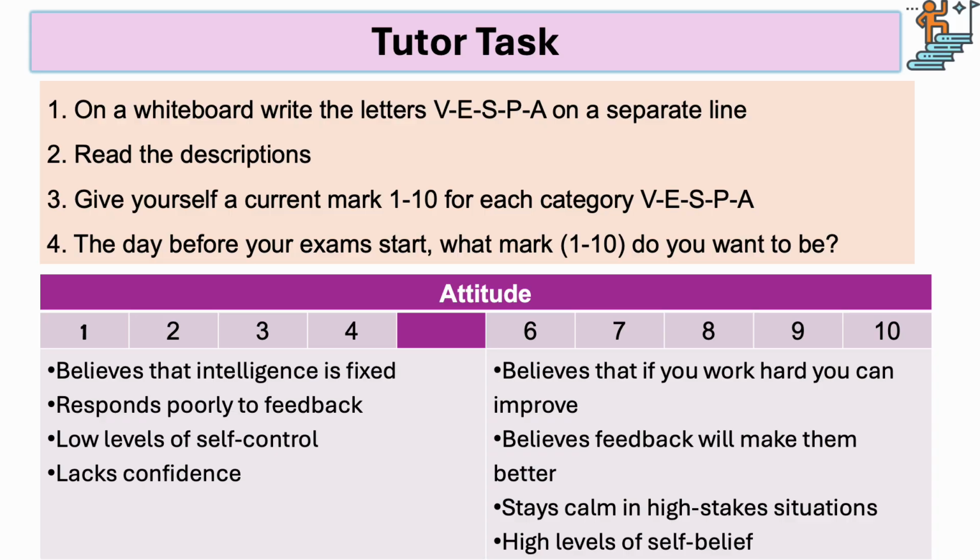Or, to get into the 6 to 10s, you need to believe that if you work hard, you can improve. That revision changes your intelligence. That if you revise a subject, you're going to get a better GCSE than if you don't revise for it. If that's you, 6 to 10.